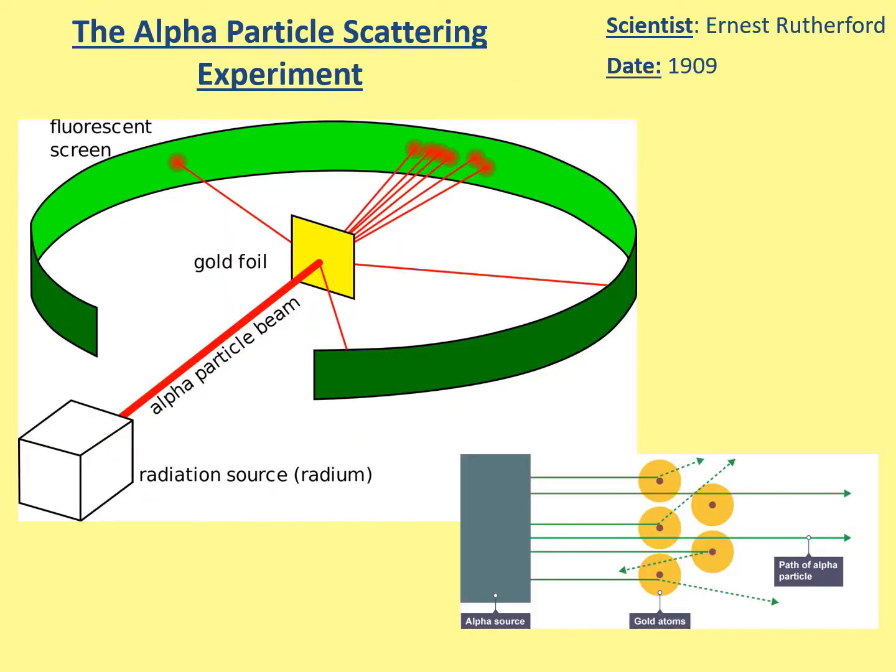Then came the alpha particle scattering experiment. This was done by Ernest Rutherford in 1909, and they thought about the plum pudding model. They thought that's what it looked like, and then they did this experiment, and because of these results and the conclusions they could make, they had to change that model. They had to change what they thought the atom looked like.